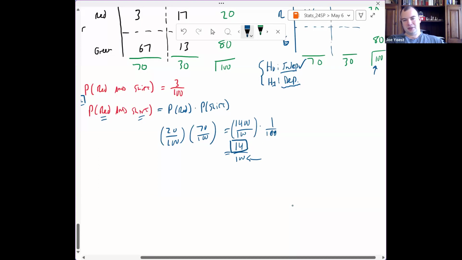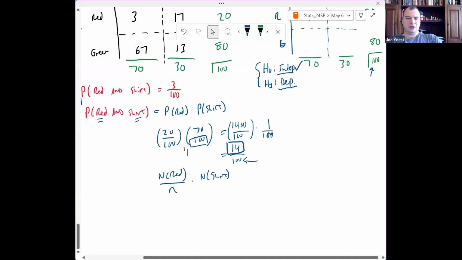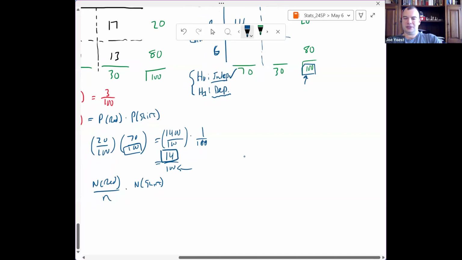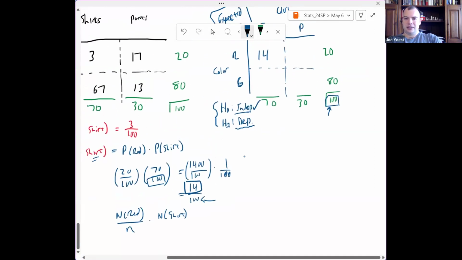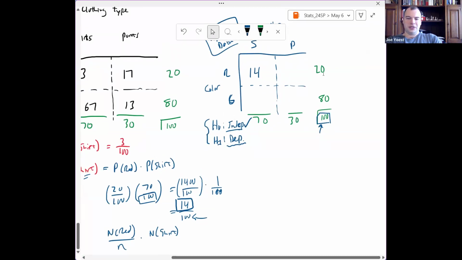So my expected is, it looks like the number of red over n times the number of shirts. And I wanted to get rid of one of these hundreds because here I've computed a probability, but I don't want a probability, I want a number. So I need to multiply by 100. So I just basically get rid of one of these denominators. So to find what should go in red shirts, I just ended up doing number of red, 20, times number of shirts, 70. That gave me 1400, and then divided by n just once though, divided by 100, which gave me 14.